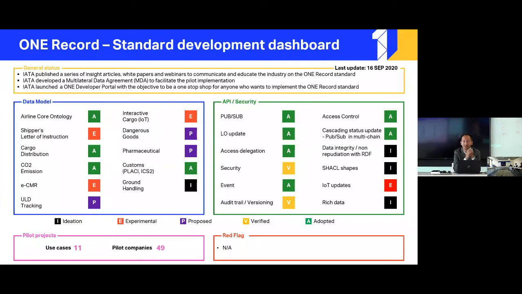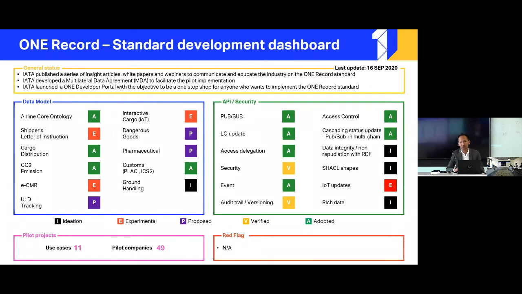For each of these domains or features, we assigned what I call the maturity level. We have five of them. Ideation is the first stage, where we discuss an idea and first requirements. The second stage is what we call experimental, where we have a pretty good idea of what we want to do, and we start to draft something.